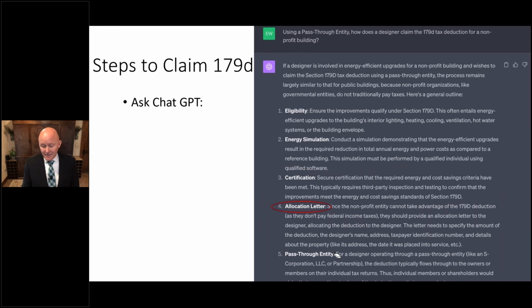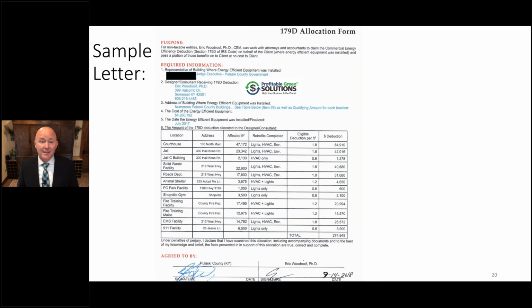Allocation letter. And since I already talked about pass-through entity, we'll skip that because you can look that up if you need more time on that. But basically, that's where you're helping a non-taxable entity. You can run the tax credits or benefits through you. Let's talk about the allocation letter. What does that look like? Well, here's a sample. This is one I did with my county back in 2018.